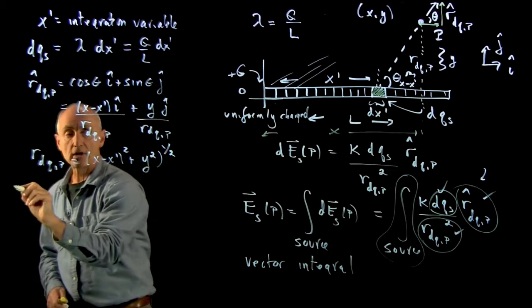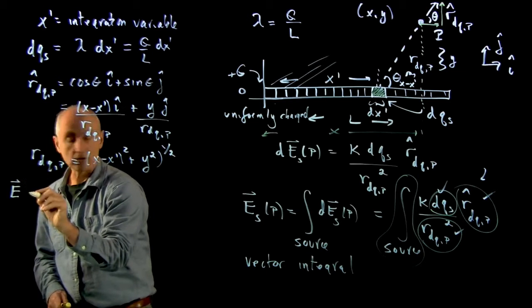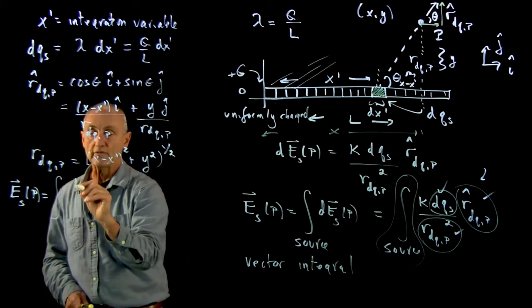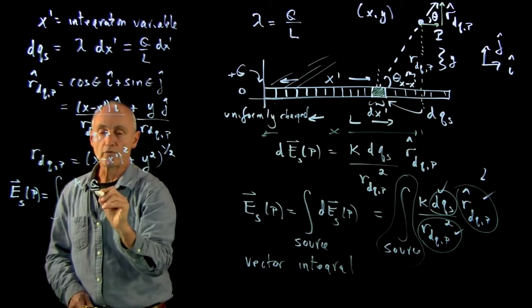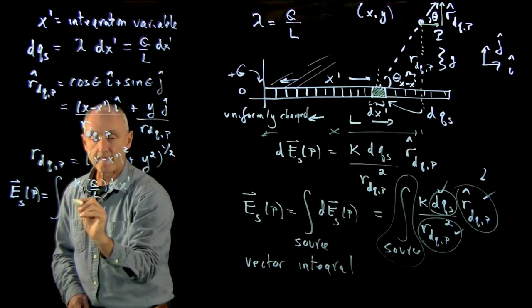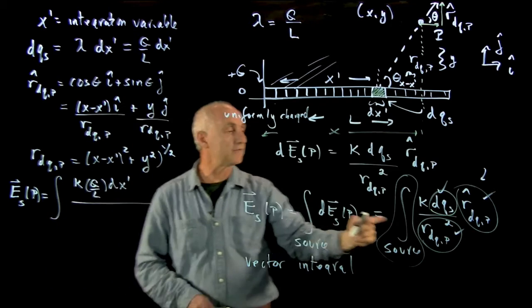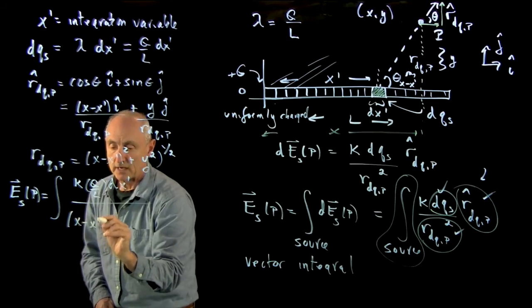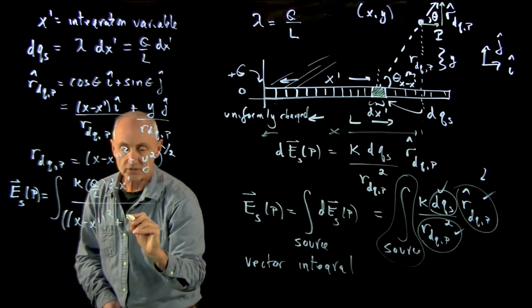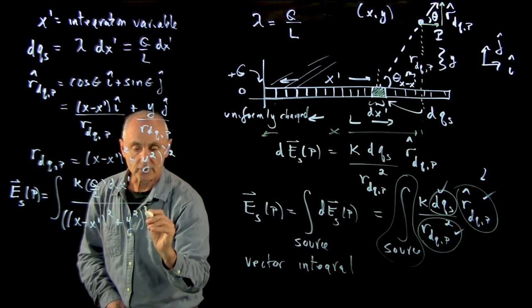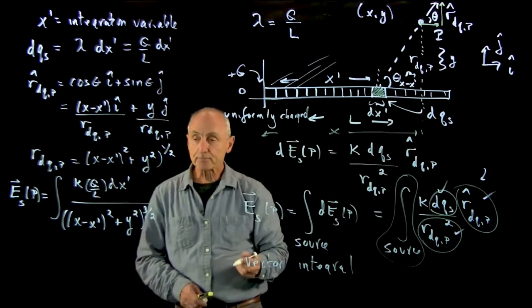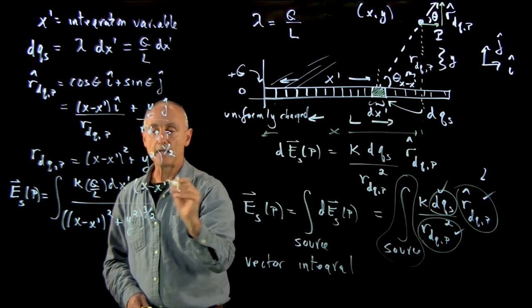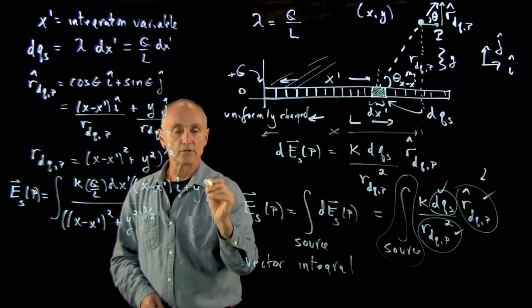And so we can set up our integral for the electric field of this source at the point P. It's the integral, and I'll come to the limits in a moment. We have k, and dq is Q over L dx prime. Downstairs, we have a squared factor and one more, so it's cubed, just as we had before. So it's x minus x prime squared plus y squared to the 3/2 power. And the vector part in here is x minus x prime i hat plus y j hat.